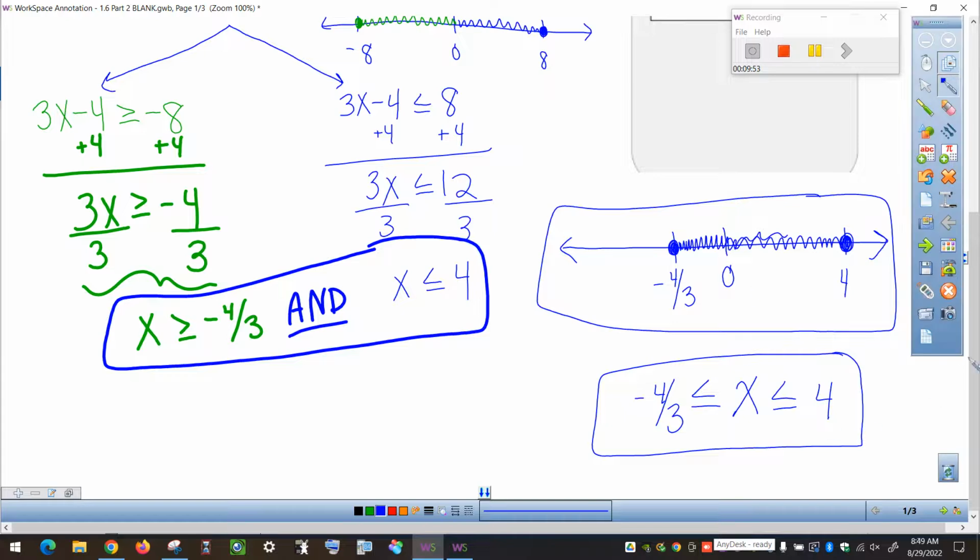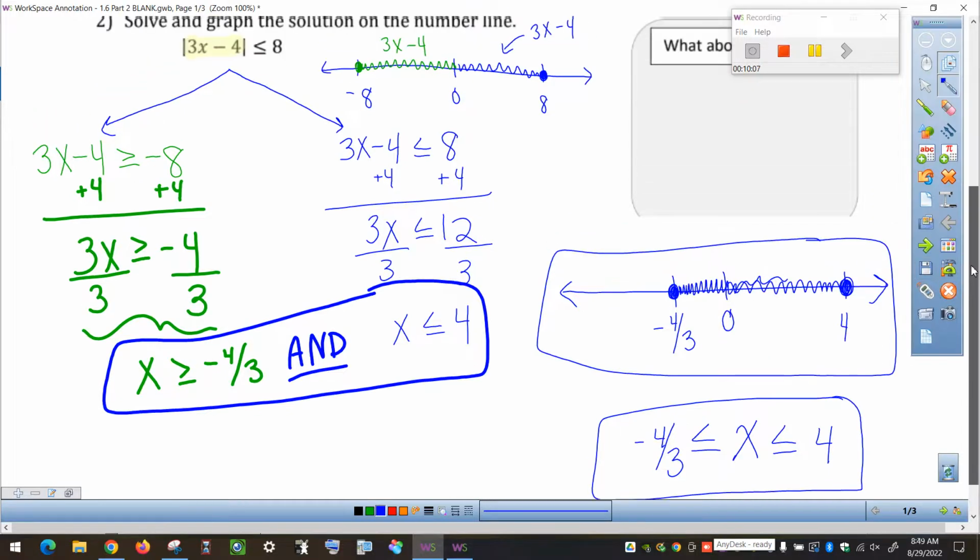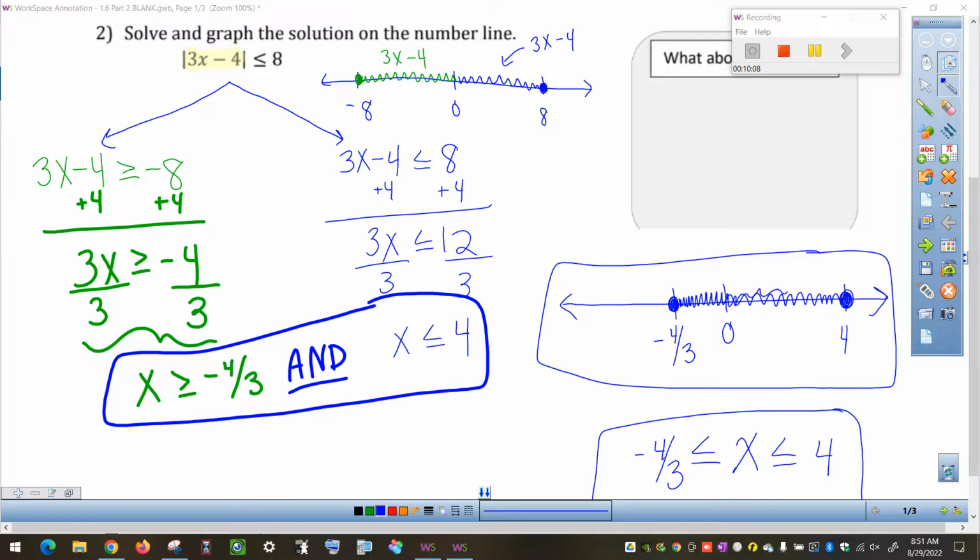So what this is representing here is that any number that we were to choose that's inside of this shaded region here, like you could choose the number 1 or 2 or 3 or even a fraction, if you were to choose that number and plug it back into this original inequality at the very beginning and solve the whole thing out, it would end up being a true statement.